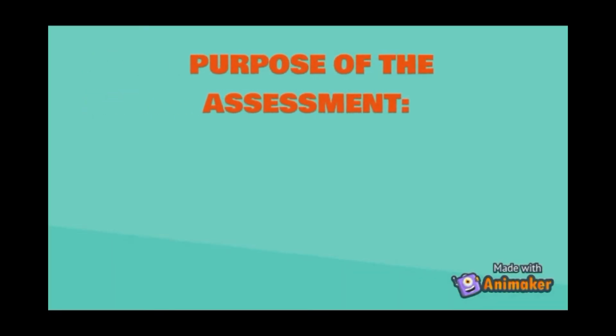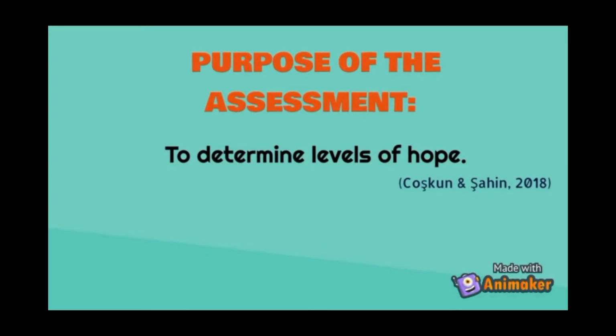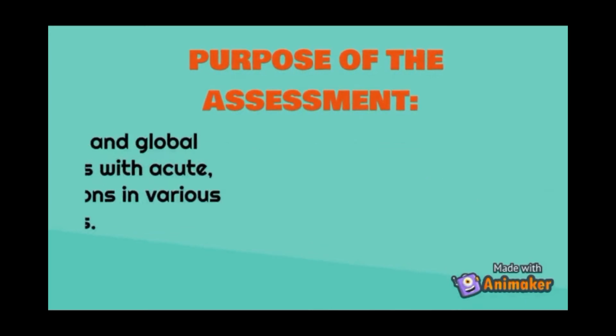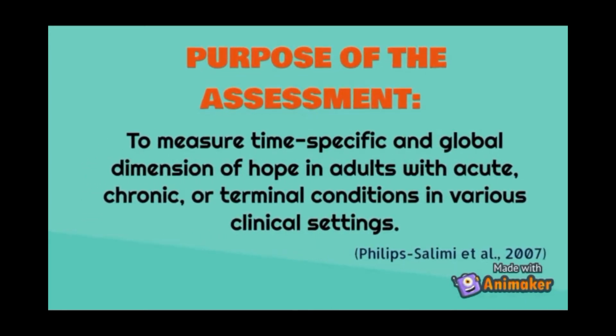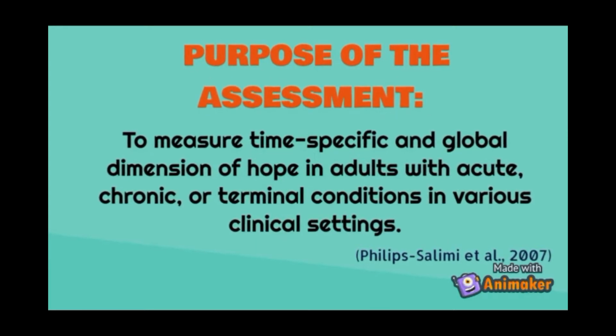The purpose of the Herth Hope Scale is to determine the level of hope. Josh Kuhn and Sahin, 2018, and Phillips et al., 2007, state that this assessment is to measure time-specific and global dimensions of hope in adults with acute, chronic, or terminal conditions in various clinical settings.